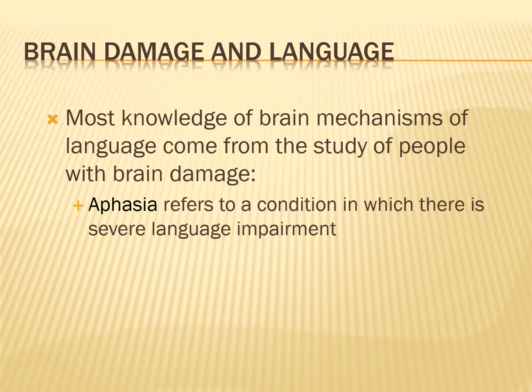Much of our understanding of the brain mechanisms that underlie language has at least originally come from the study of people with brain damage. Anymore, there are many different sophisticated ways of looking at brain activity, but much of this comes from the study of people with brain damage, and especially people who have aphasia, some kind of aphasia, which is a condition where there is a severe language impairment.